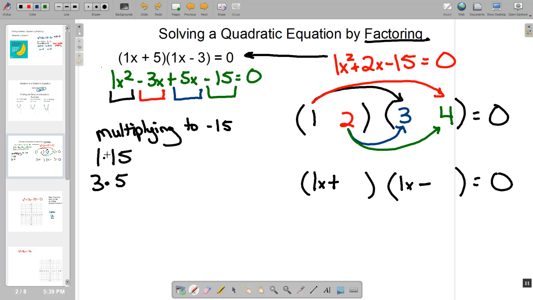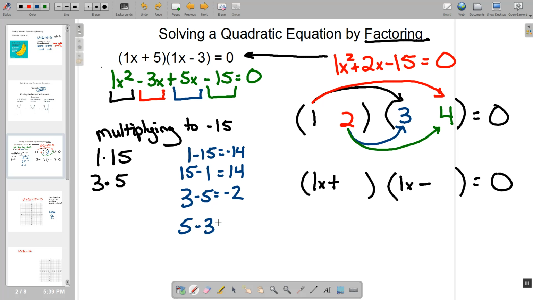So if I did 1 minus 15, that would create negative 14. Not what we want. If I did, for example, 15 minus 1 creates positive 14, does not work. 3 minus 5 creates negative 2, which does not work, but it's really close. And I get 5 minus 3 is equal to a positive 2. So I have found the factors that I'm looking for.